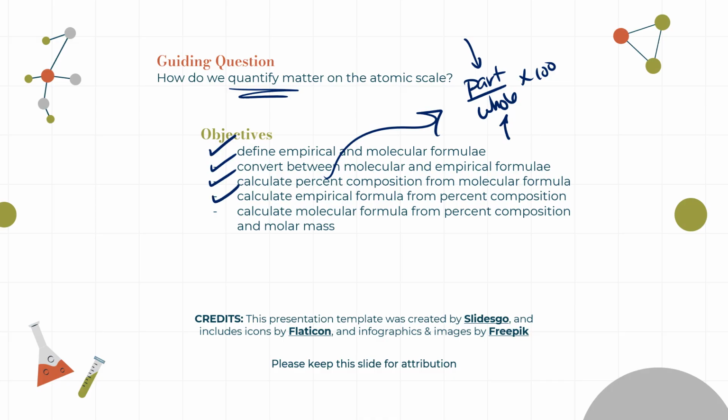We calculated empirical formula using percent composition, turning those percents into grams into moles to find a ratio and then scale it up to some whole numbers. And then we also calculated the molecular formula when we had an empirical formula first that we got from the percent composition and also that molar mass. Again, we scaled the molar mass of the molecular formula with the molar mass of the empirical formula that we got from the percent composition. Super great work today.